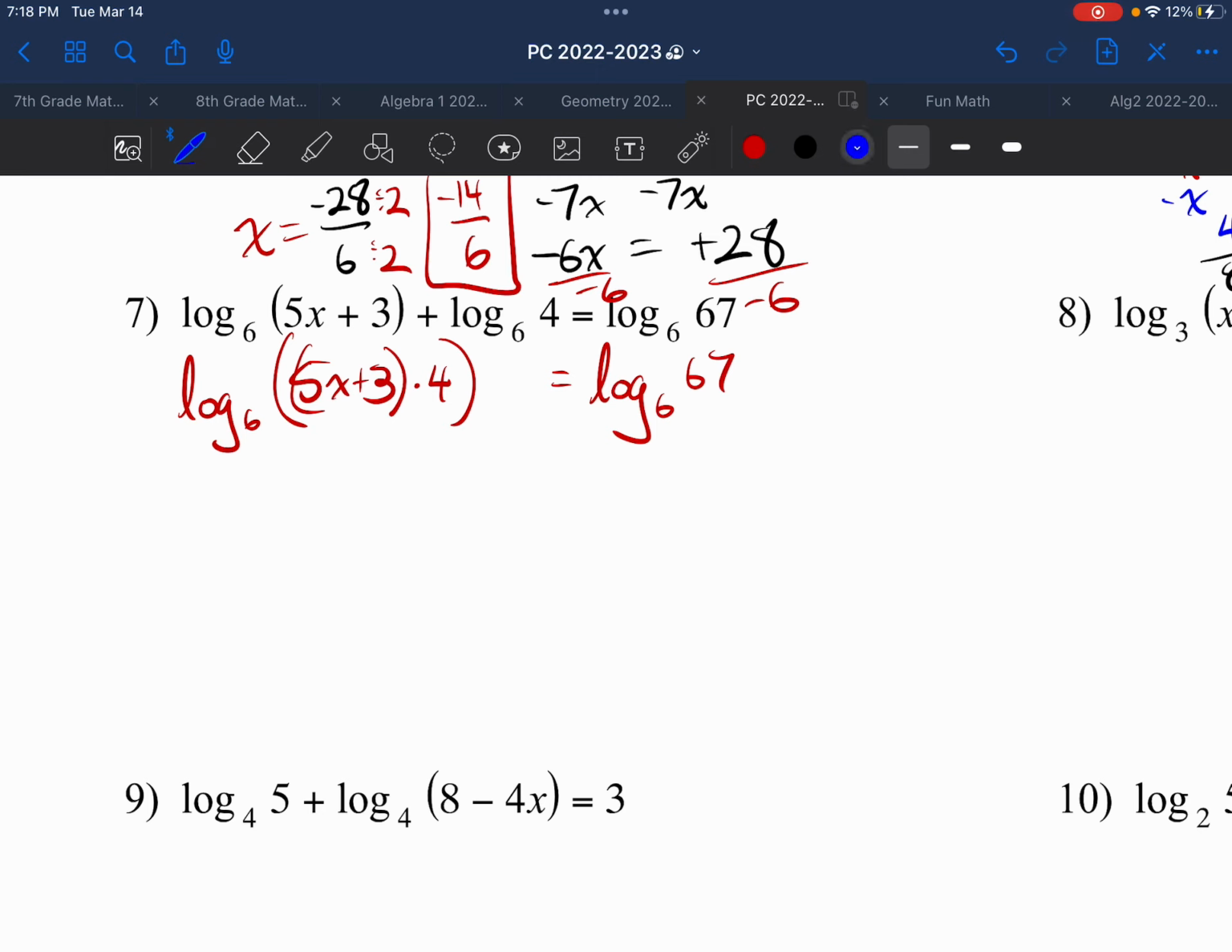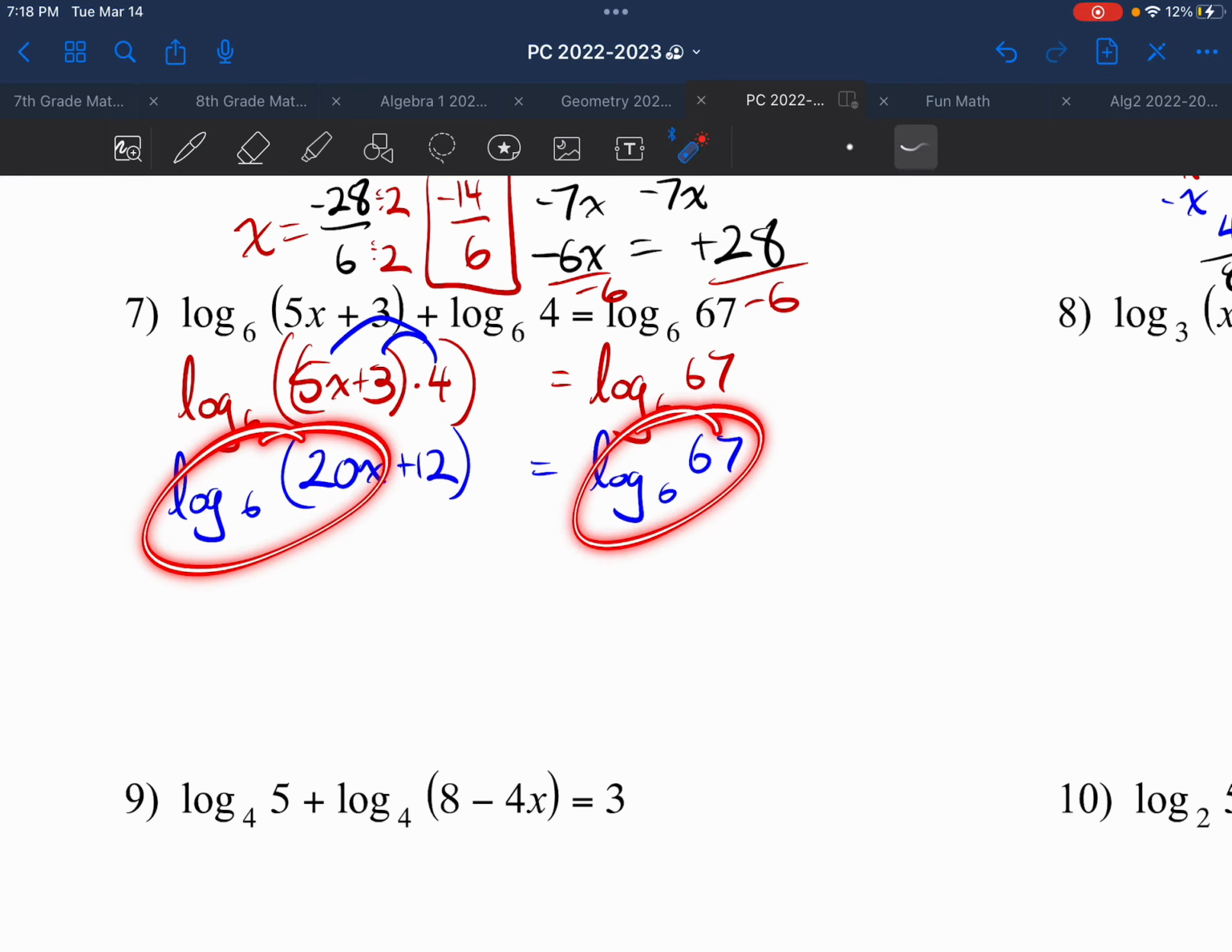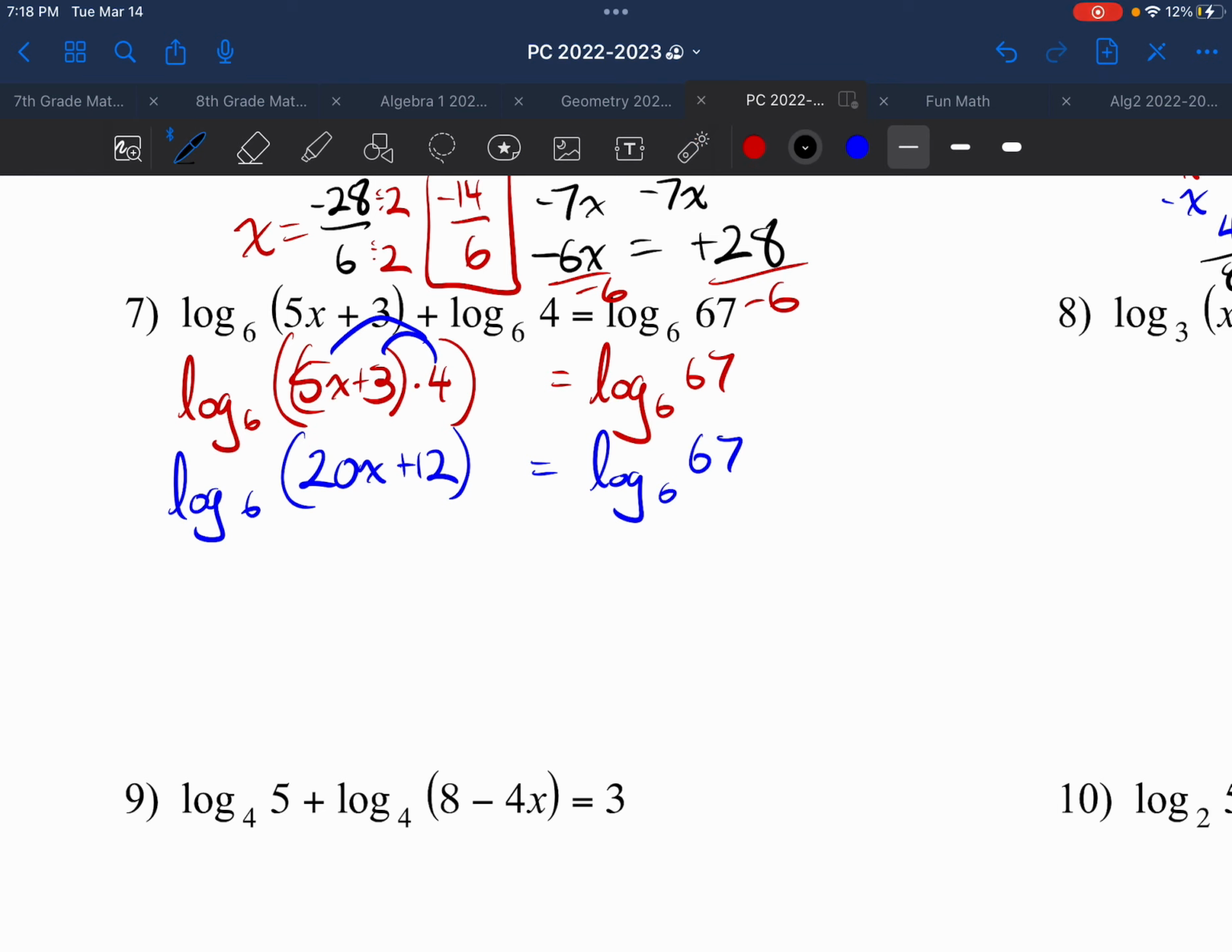So I can simplify the inside. This is going to be distribute. It's going to be 20x plus 12. And then I'm going to have log base 6 of that, and this is still log base 6 of the 67. And the exponentiation is my favorite part. I have a single logarithm on the left, single logarithm on the right. You're allowed to use exponentiation with single logarithms.